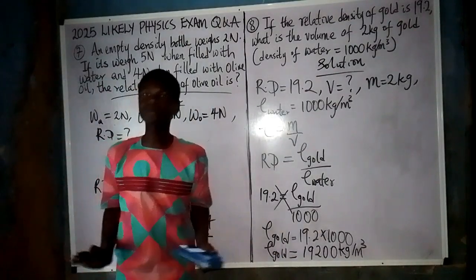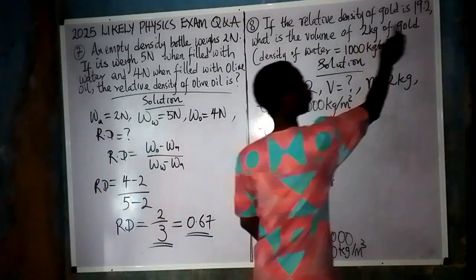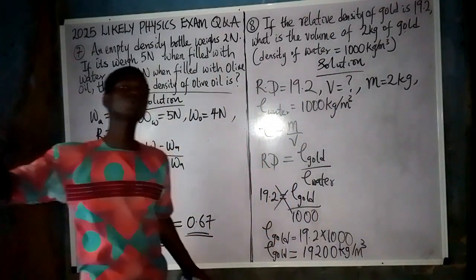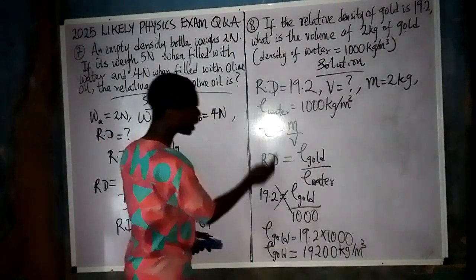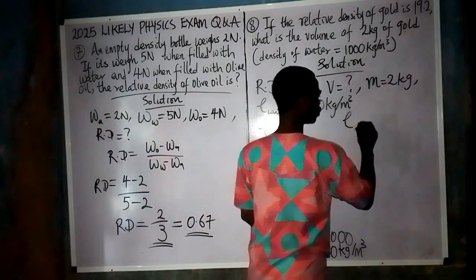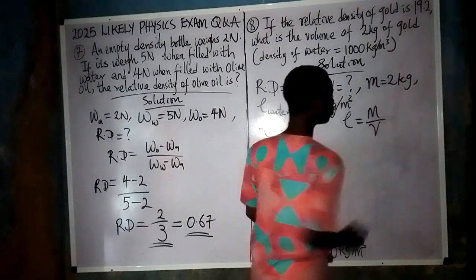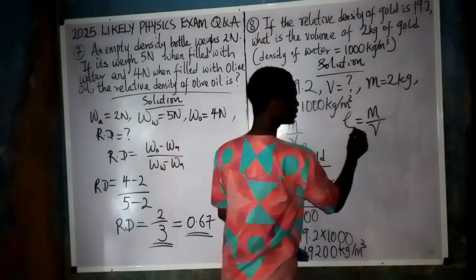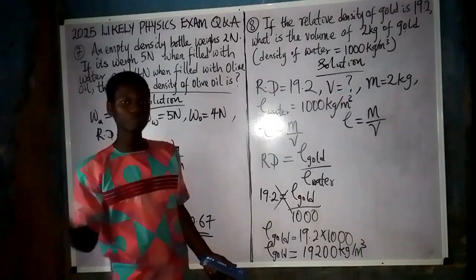But is that what the question asked us to find? No, we were asked to find the volume of gold. The volume of 2 kg of gold. So we are asked to find the volume of gold. So now we know our P of gold. We can now say P of gold is equals to mass of gold over volume of gold. Like I said, you can add gold, gold, gold if you choose. Okay? Now let's start inputting.